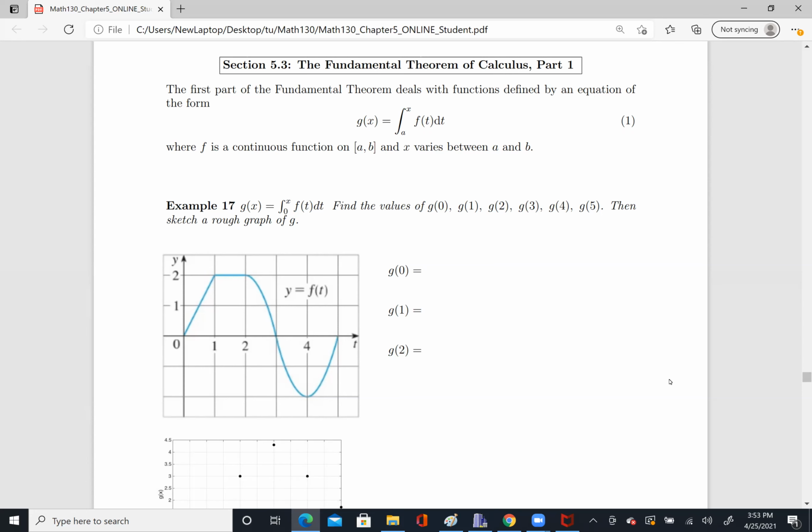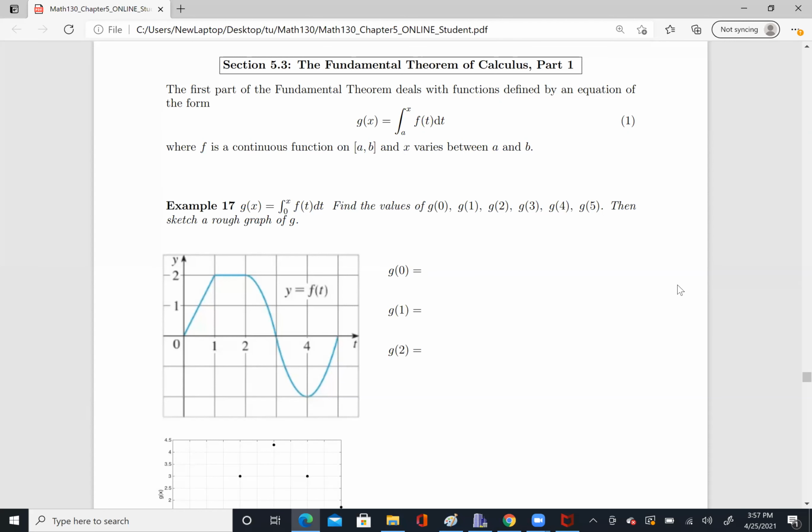Let's do an example, Example 17. G of x equals the integral of f of t dt from 0 to x. We're going to find the values of g of 0, g of 1, g of 2, g of 3, g of 4, and g of 5, then sketch a rough graph of g. Remember that this is the graph of y equals f of t, not the graph of g.